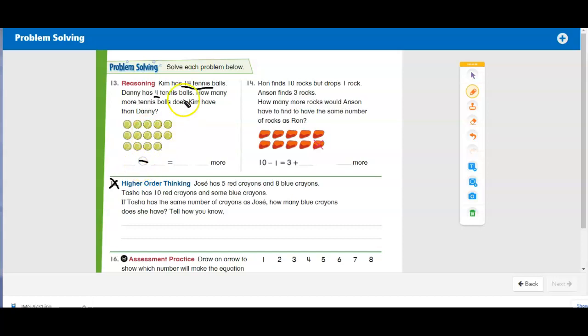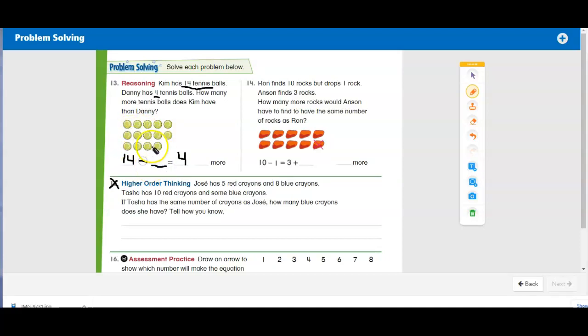So we know that Kim has a total of 14. So we are going to write 14 in our first blank because we write our total there. And then we know that Danny has 4 tennis balls. So we just want to know, how many more does Kim have? So Danny has 4. We know that, so we are going to write our part that we know after the equal sign because we want to find the missing part. So on number 13, we want to find what is the missing number.